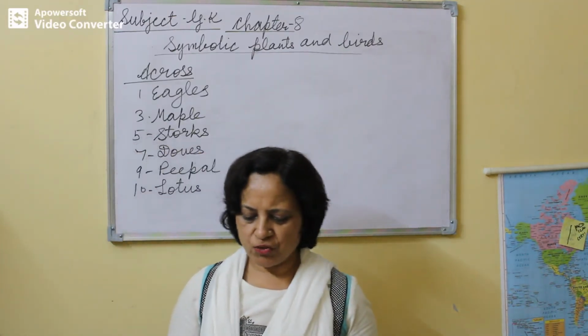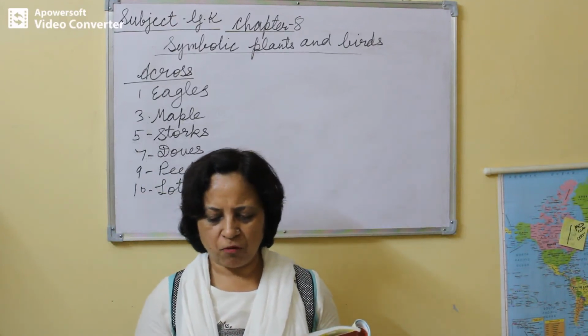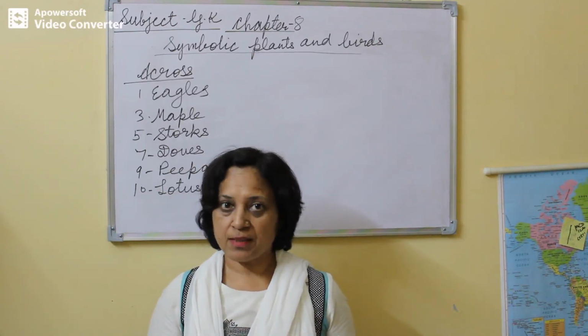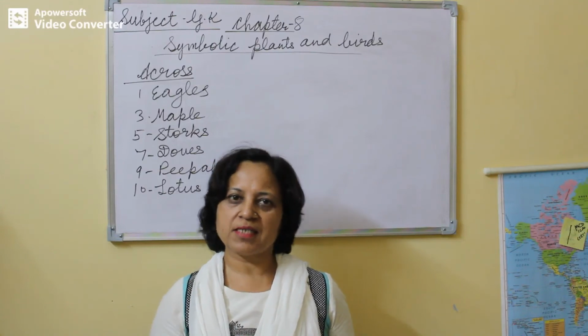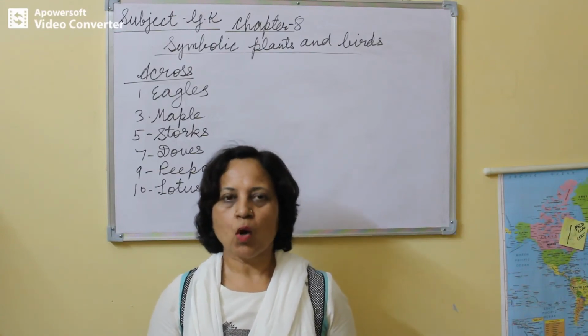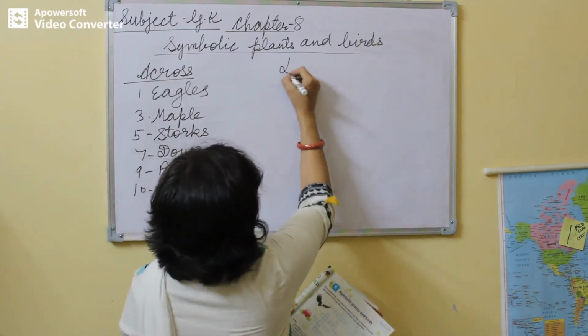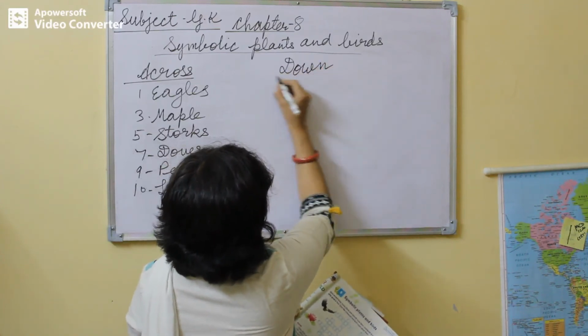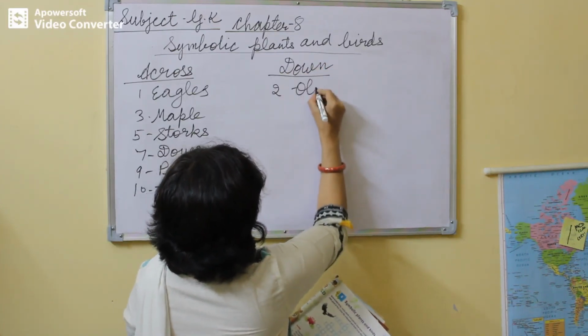The branch of this tree is considered to be a symbol of peace. The branch of this tree is considered as a symbol of peace. Answer is olive. Now down puzzle. Second one, answer is olive.